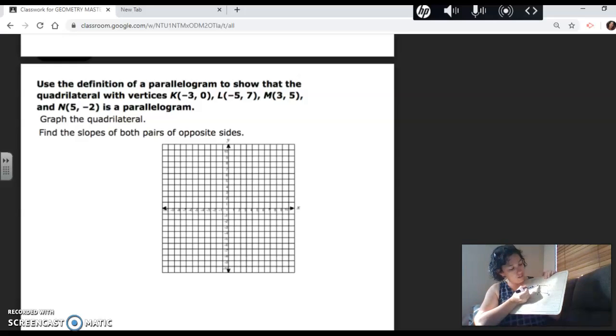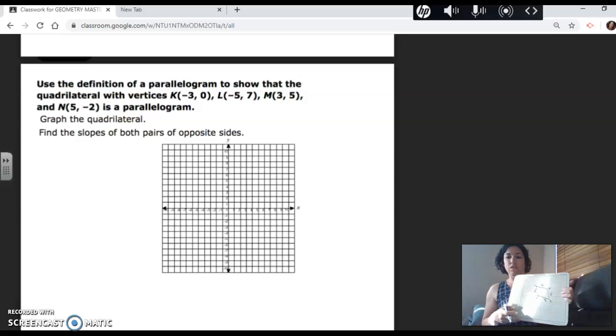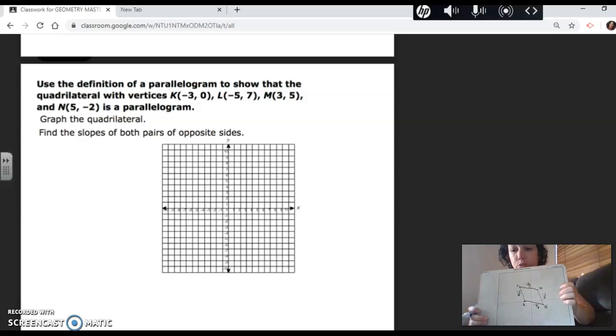So right here, this is going down 2, so -2 over 1, 2, 3, 4, 5, 6, 7, 8, -2 over 8. This is also going -2 over 8. So far those are parallel. Then 1, 2, 3, 4, 5, 6, 7, -7 over 2. And this is 1, 2, 3, 4, 5, 6, 7 over 2, -7 over 2. So that would prove that it's a parallelogram just right there.